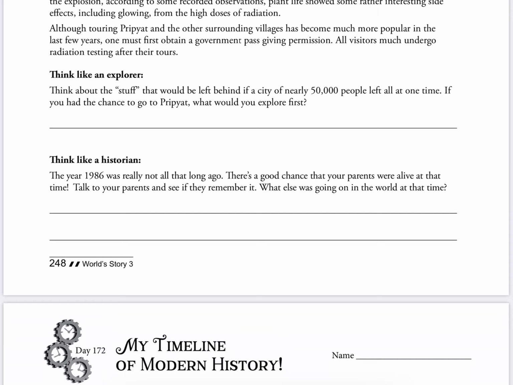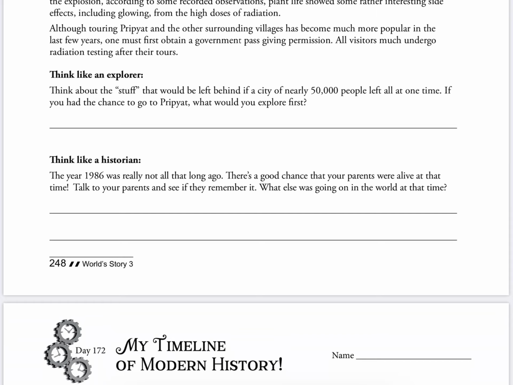So then in the section, Think Like an Explorer, think about the stuff that would be left behind in a city of nearly 50,000 people that left all at one time. If you had a chance to go to Pripyat, what would you explore first? So think about it. The entire city is abandoned, like instantly. People left behind everything, half-drunk coffee cups, maybe even a fire burning in the fireplace that just smoldered out. Maybe some kids were out playing in the backyard, and so you still have a soccer ball or something like that, but everyone just leaves.